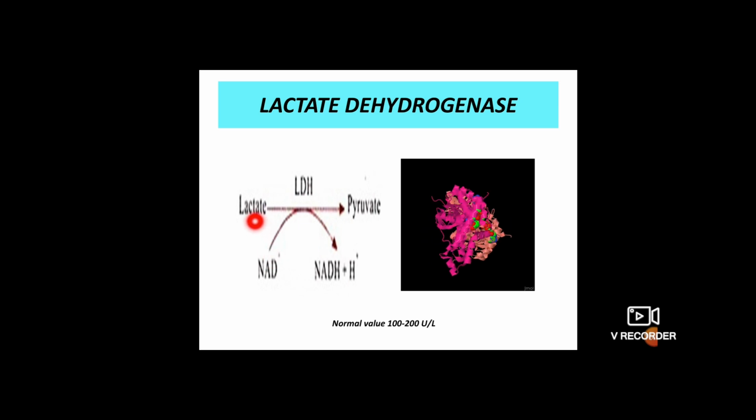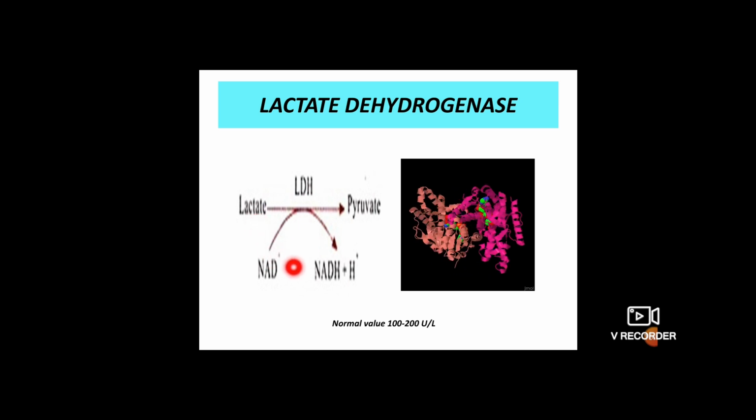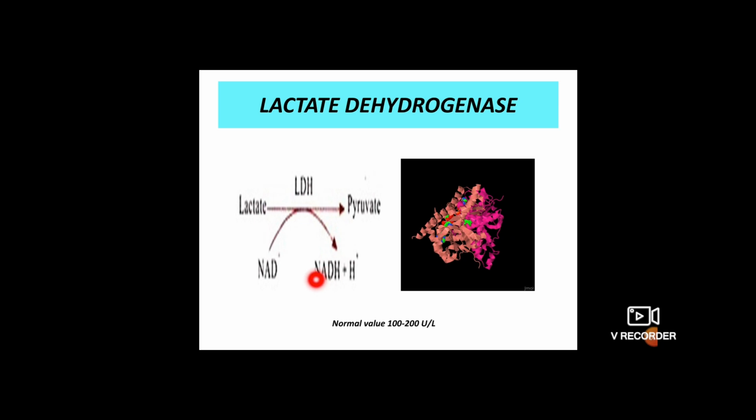So we know lactate loses H2. H2 means it contains 2 protons and 2 electrons. And here NADH is having 2 electrons and 1 proton in the form of hydride. So the remaining H plus is in free form. It is moving in ion form in the circulation. So this is a very important step.